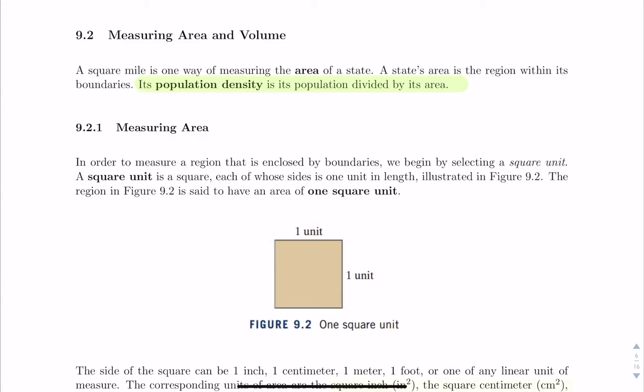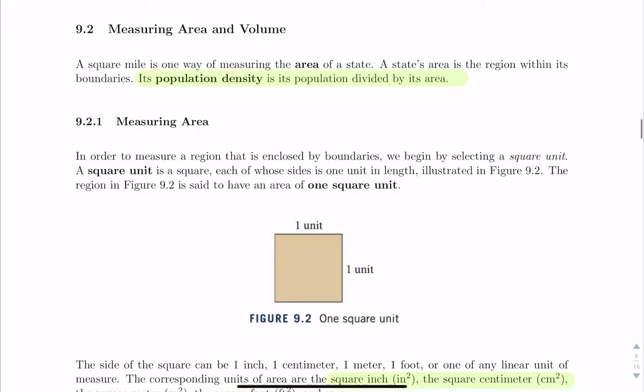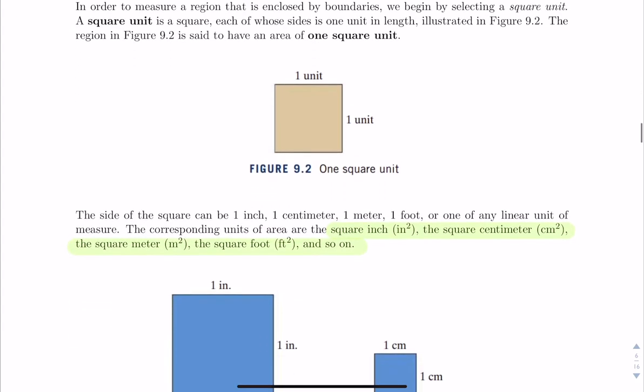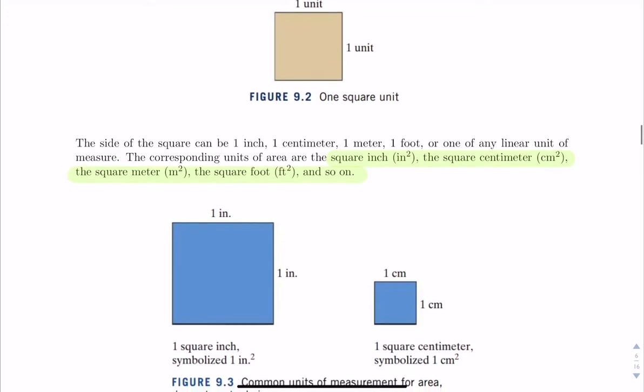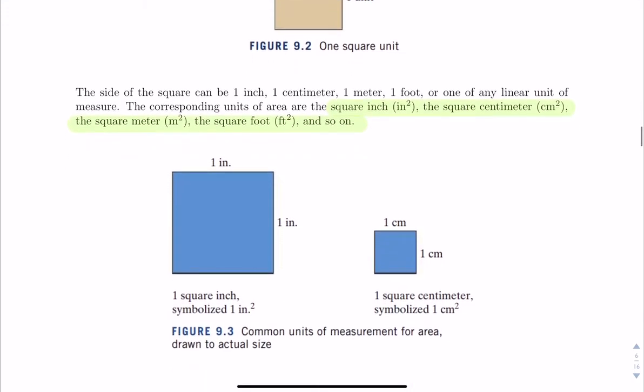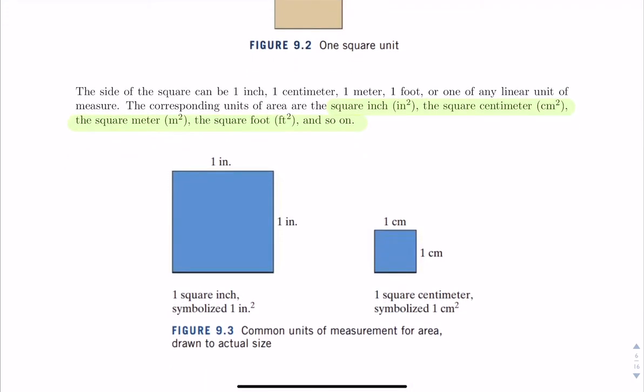The corresponding units of area are the square inch, the square centimeter, the square meter, the square foot, and so on. And so you can see the difference in the area of the two figures below between a square inch and a square centimeter.